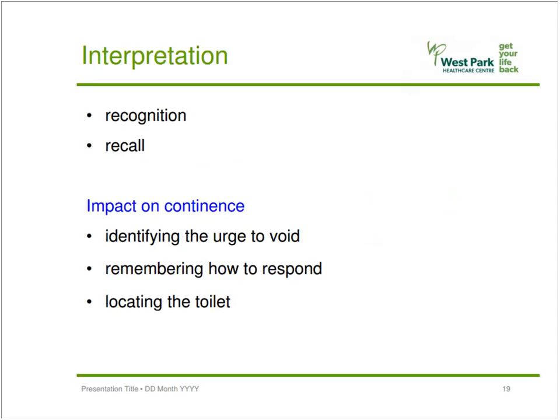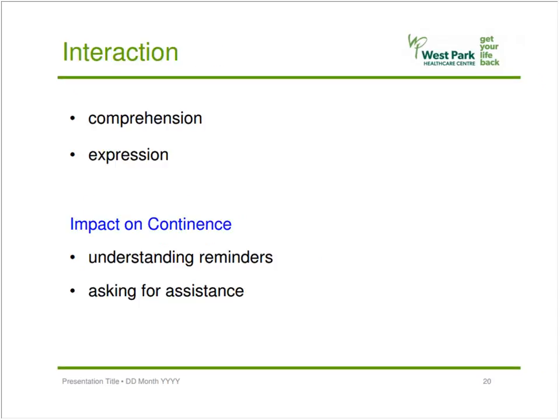Interpretation is recognition and recall, and this can impact continence in terms of the person's ability to identify the urge to void, in terms of their ability to remember how to respond, and locating the toilet. So remembering what the toilet is for, where to find the toilet. This may be like your man that voids in a bucket or a garbage can because of the loss of being able to recall the use of the toilet.